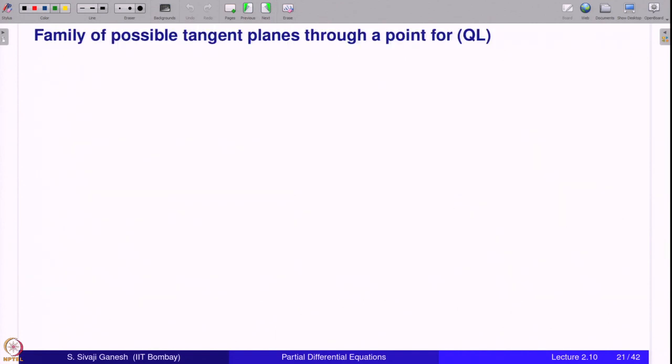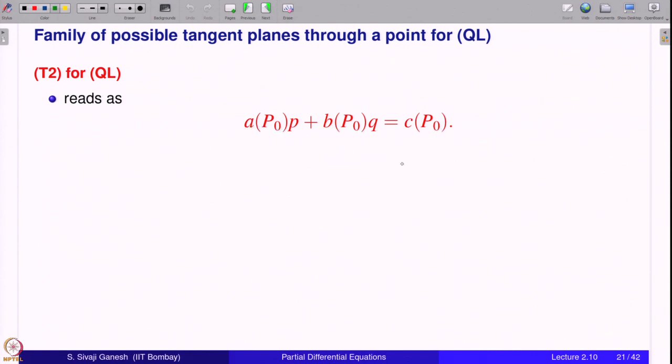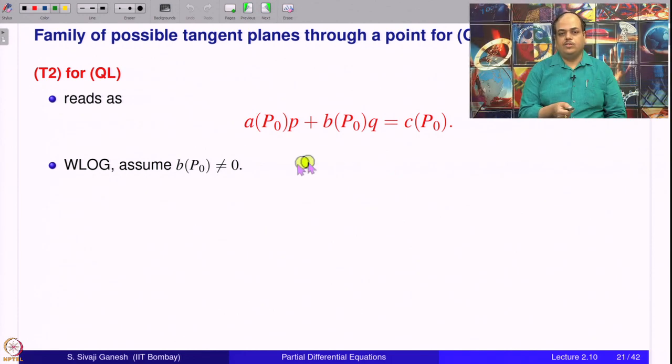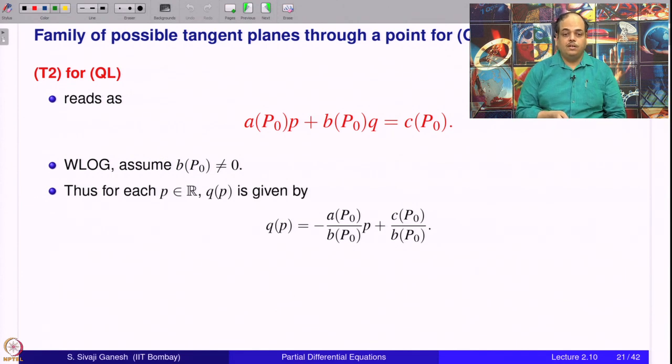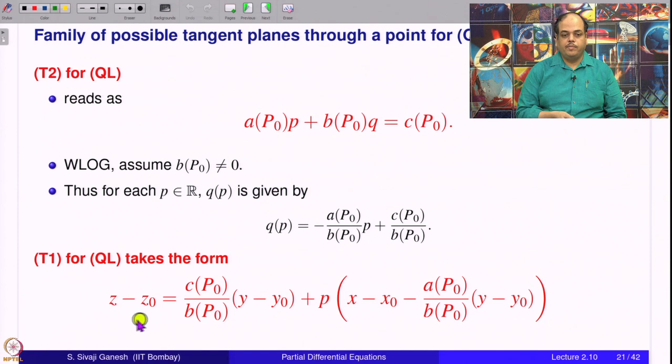Okay. Now, let us see what T2 means for the quasilinear equation case. So, we can explicitly write down T2 for quasilinear equations. This is the one where P0 is the point x0, y0, z0, and this is the equation, right? F of x, y, z, p, q equal to 0 reads as this. From here, one of them, either A or B, is going to be non-zero. Let us assume B is non-zero. Then I can divide by that. Therefore, I can solve for q in terms of p. I have solved. So, you see q is a function of p. Now, I take this and substitute in T1. Therefore, T1 looks like this. So, this is the equation of a possible tangent plane where p is free. So, it is a one parameter family of possible tangent planes. The only property is that they pass through the point x0, y0, z0.